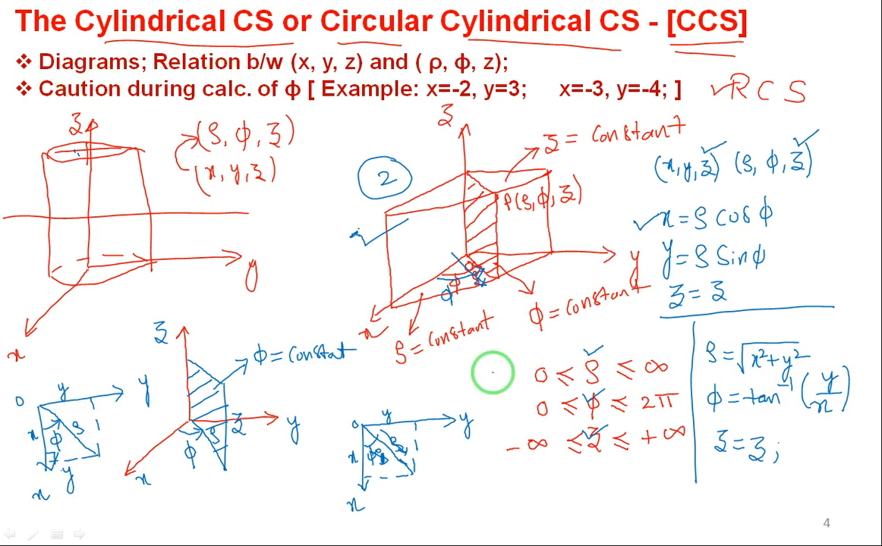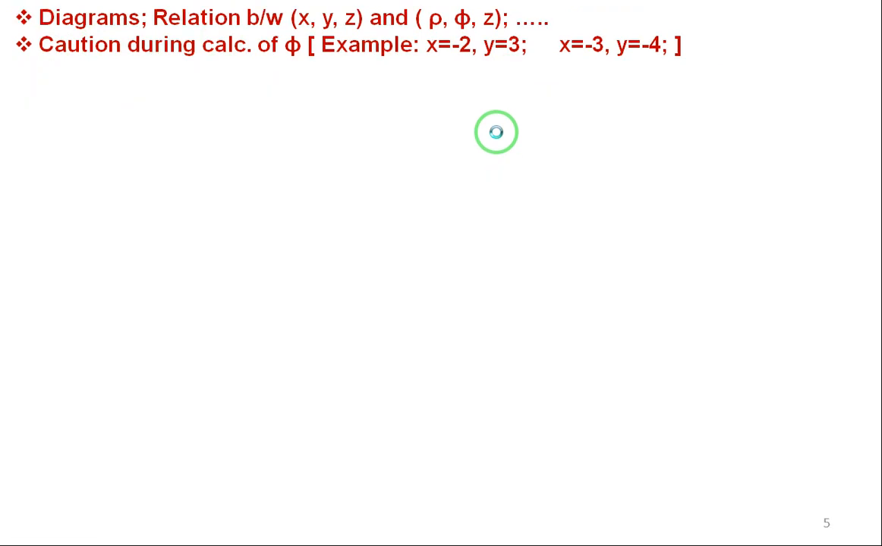Next, a caution during calculation of phi. Phi is tan inverse of y by x. While calculating phi, you should be very careful. It depends on the values of x and y. I will go to the next slide and explain there. I will take some values of x and y, and we will see. We should be very careful while calculating the values of phi. I told tan inverse of y by x.